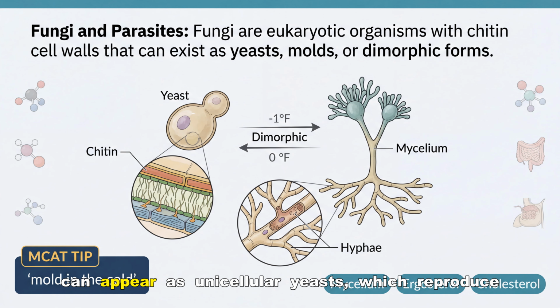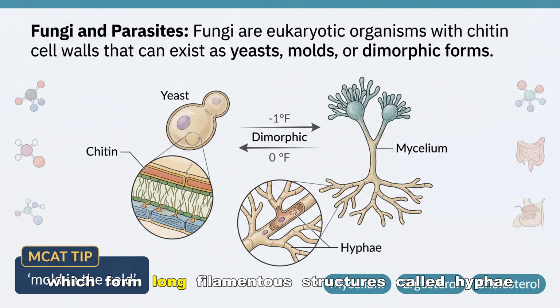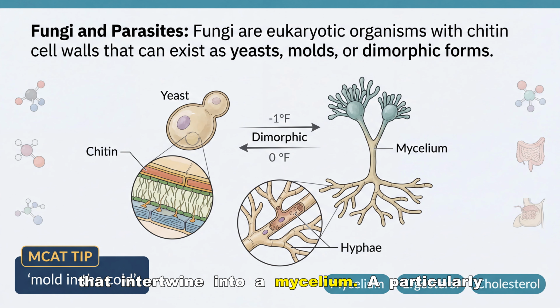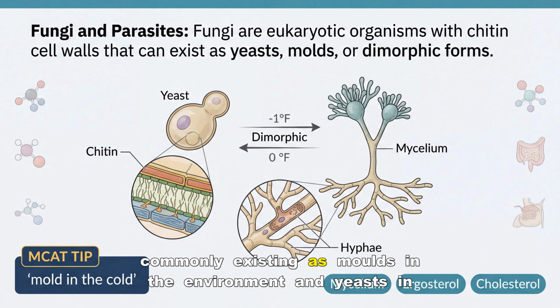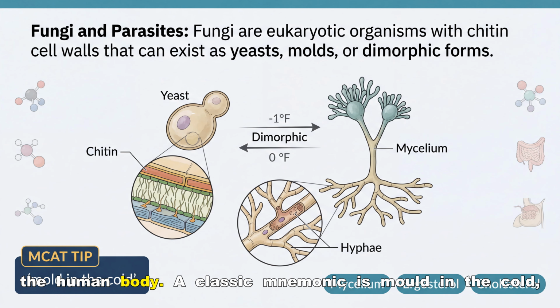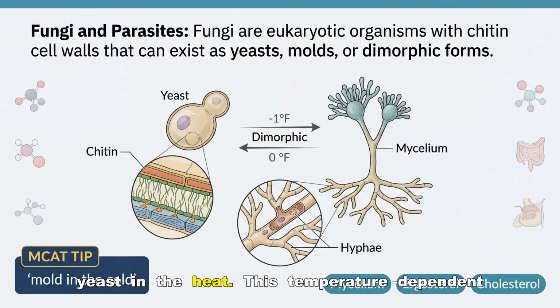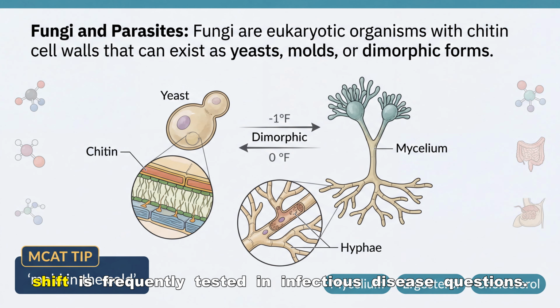Morphologically, fungi can appear as unicellular yeasts, which reproduce by budding, or as multicellular molds, which form long filamentous structures called hyphae that intertwine into a mycelium. A particularly high-yield category is dimorphic fungi, which can switch between yeast and mold forms depending on temperature, commonly existing as molds in the environment and yeasts in the human body. A classic mnemonic is mold in the cold, yeast in the heat. This temperature-dependent shift is frequently tested in infectious disease questions.